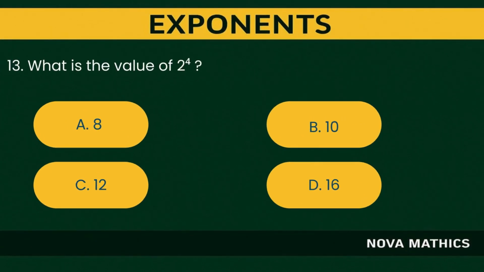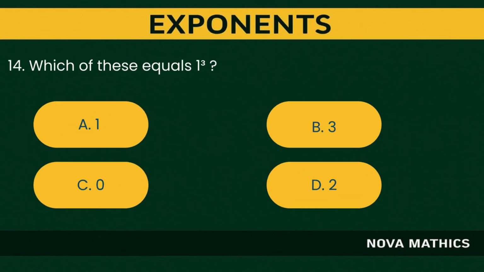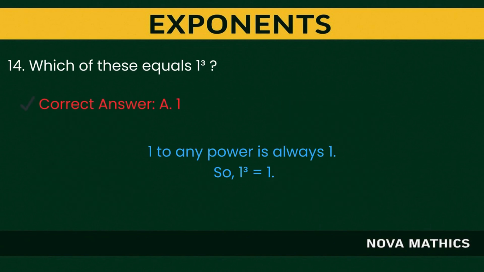13. What is the value of 2 to the power of 4? Correct answer is 16. 2 to the power of 4 means 2 times 2 times 2 times 2, which equals 16. 14. Which of these equals 1 to the power of 3? Correct answer is 1. 1 to the power of 3 is still 1.